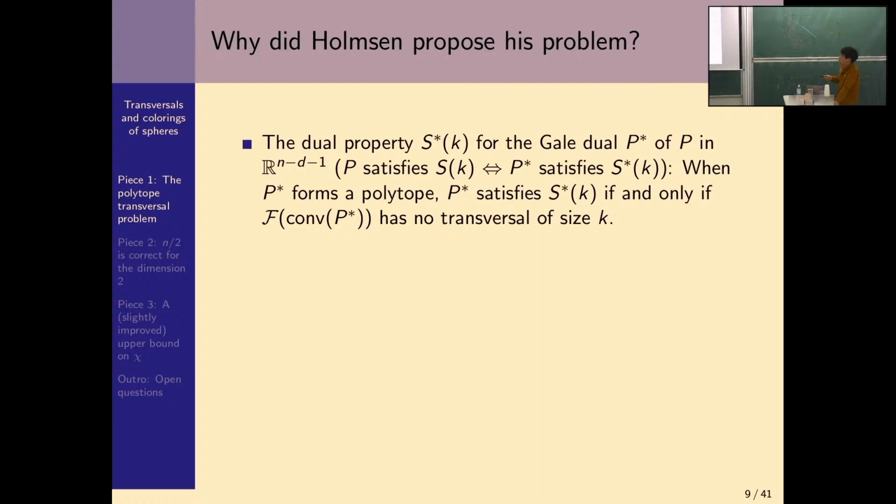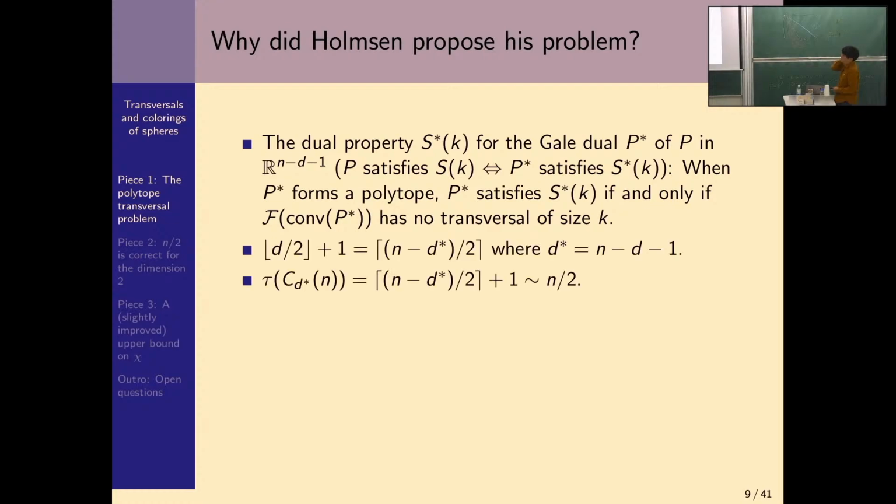But when P star forms a polytope, P star satisfies S star K if and only if the facet hypergraph of this polytope has no transversal of size K. In other words, the transversal number of that facet hypergraph is greater than K. Yes, so that is the connection.